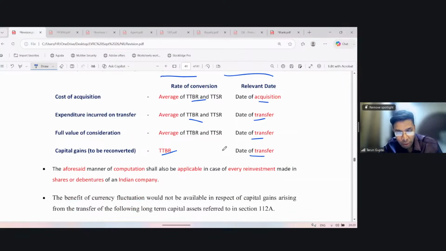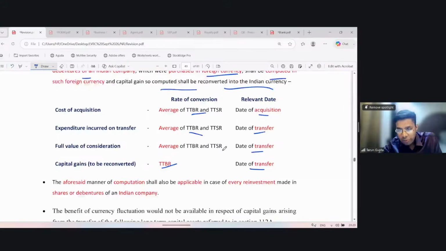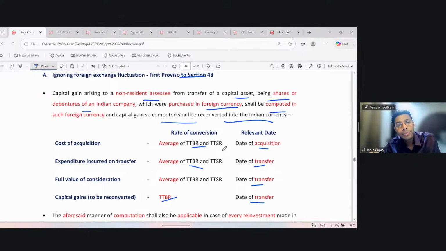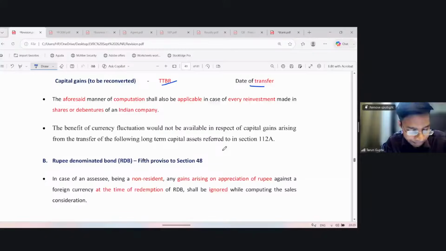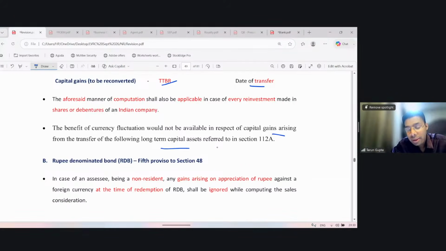The aforesaid manner of computation shall also be applicable in case of every reinvestment made in share or debenture of an Indian company. So the first point is applicable only if the share or debenture was purchased in foreign currency, but it also allows that it shall also be applicable in case of reinvestment. Right? However, the first proviso is not applicable in respect of capital gain arising from transfer of long-term capital asset referred to in section 112A, listed shares.